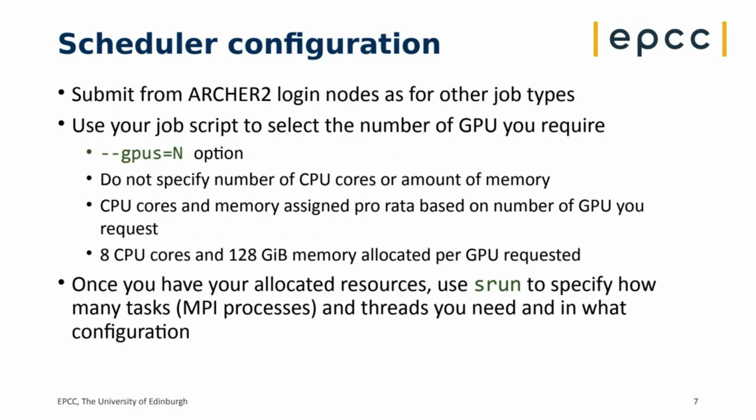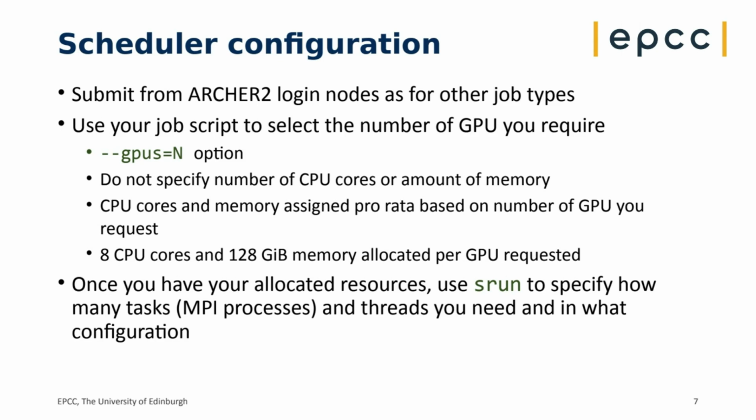In terms of the scheduler, you submit from the ARCHER2 login nodes as for any other job type on the system. Use your job script to just select the number of GPUs you require. So you don't specify the number of CPU processors you want, or the amount of memory you want, or anything like that. You simply request the number of GPUs, and if you're doing multi-node GPUs, the number of nodes you want as well. And that's the --gpus=n option to Slurm.